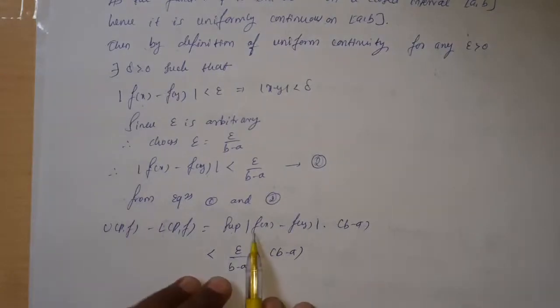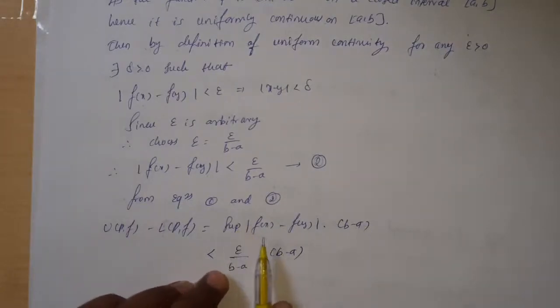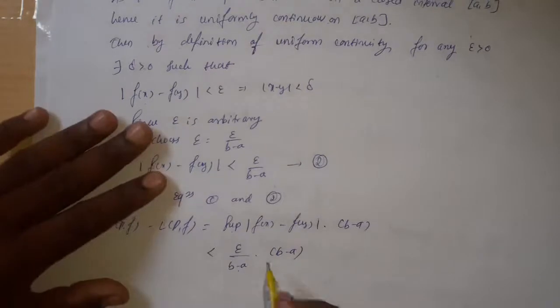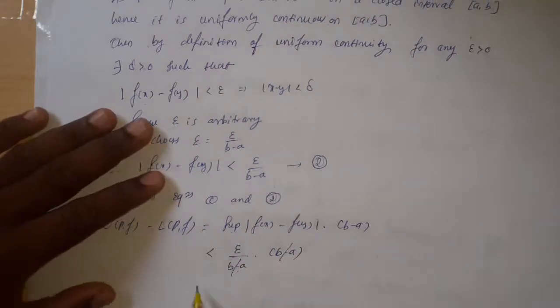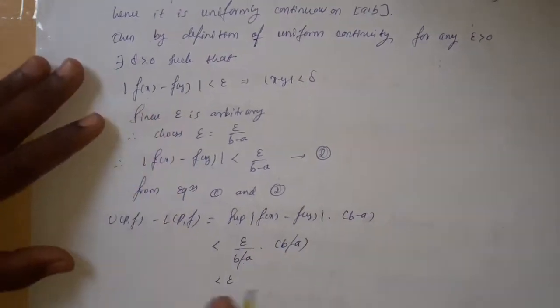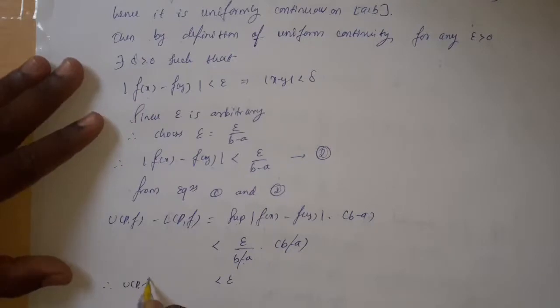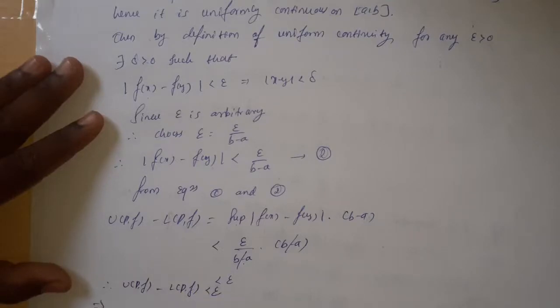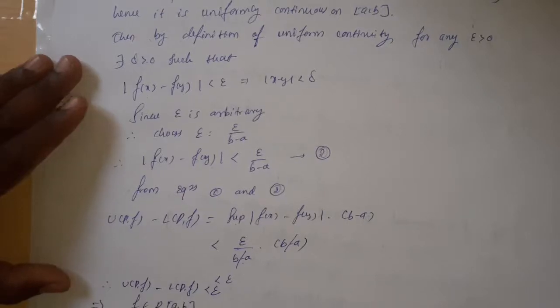So here we are considering the supremum of |f(x) - f(y)|. Since |f(x) - f(y)| is less than epsilon divided by b minus a, its supremum is also less than epsilon divided by b minus a, into b minus a. Here b minus a gets cancelled, remaining epsilon. So therefore UPF minus LPF is less than epsilon. It implies that f belongs to R[a, b].